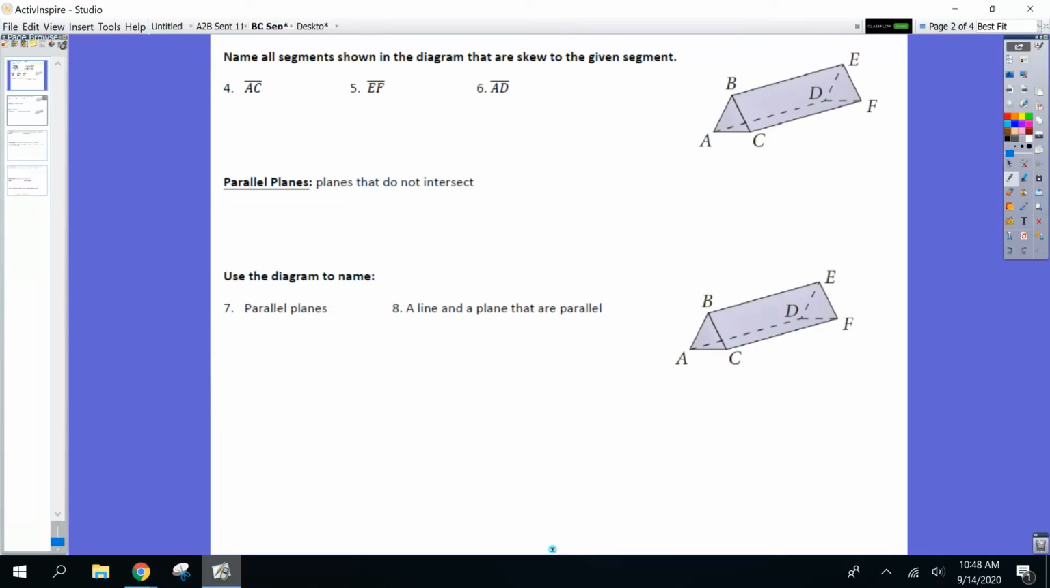BE. BE. Yep, I like it. Not the only answer, but it's correct. Everyone see, they will never intersect each other. One's on top, one's on the bottom. AC's on the bottom, never intersect.